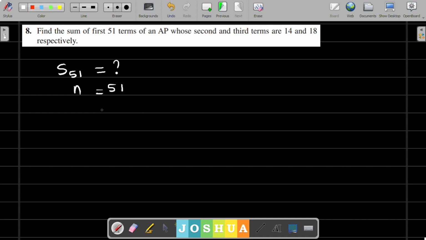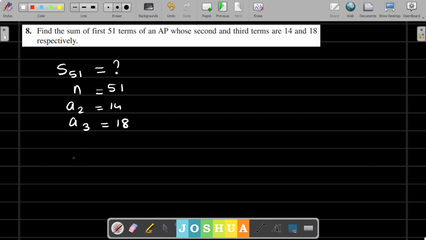Now, another thing given is that the second and third terms are 14 and 18 respectively. So A2 is 14 and A3 is equal to 18. Okay, so what is the first objective? I need the A value and the D value, so that I can find the sum. First, I am going to find the D value, because to find the A value we need the D value.